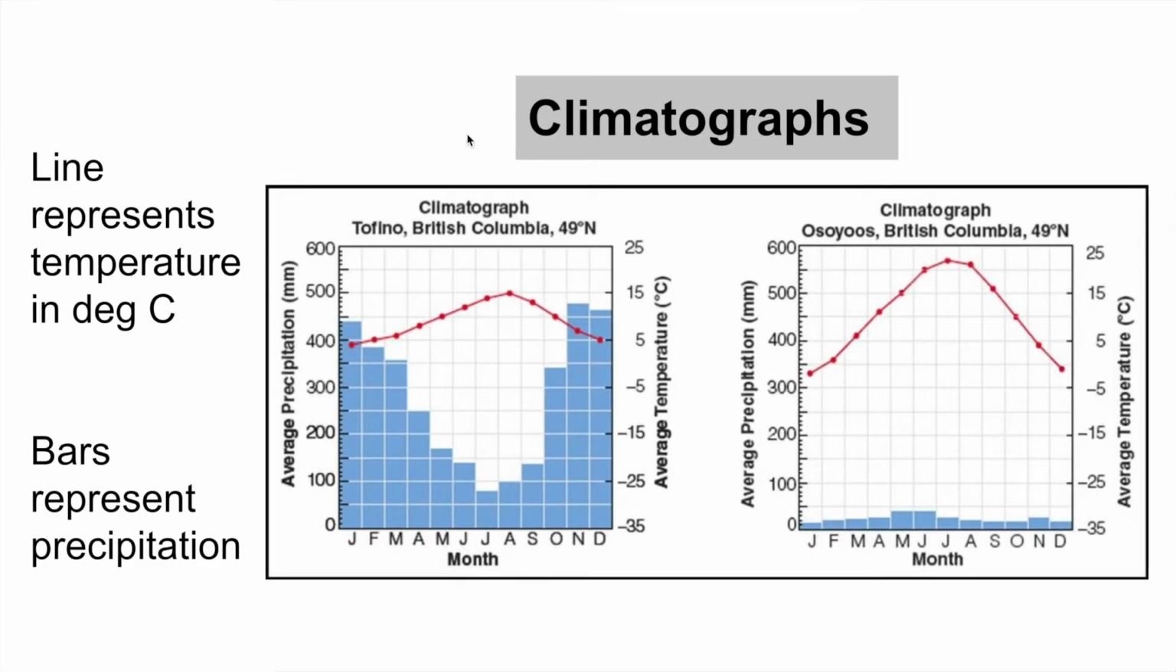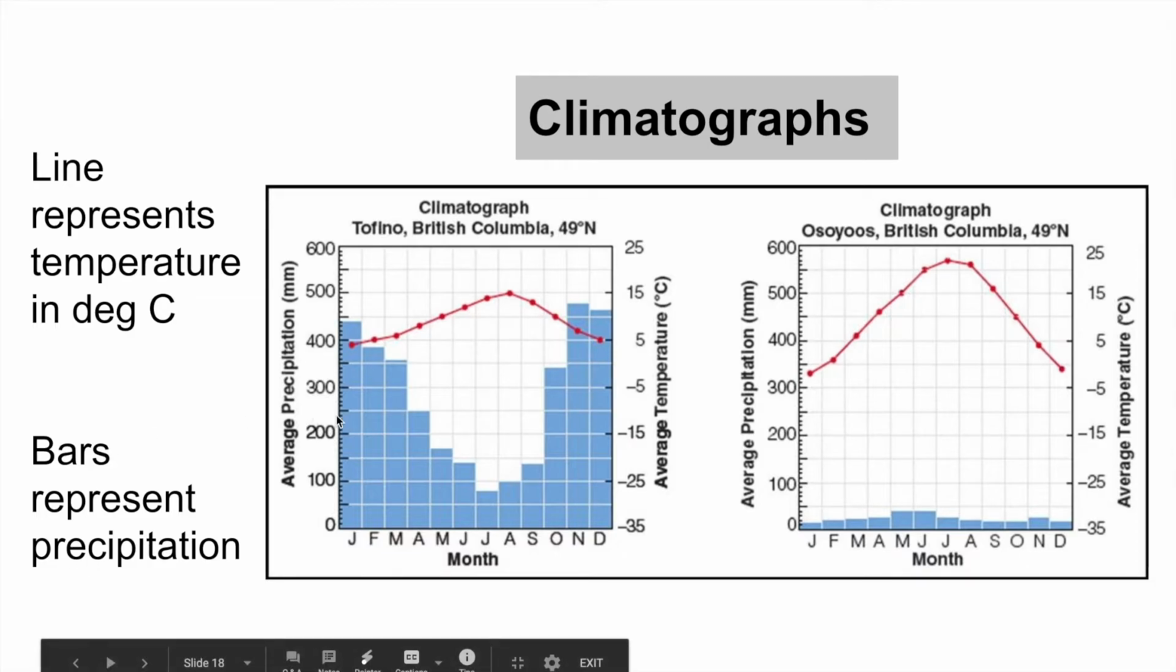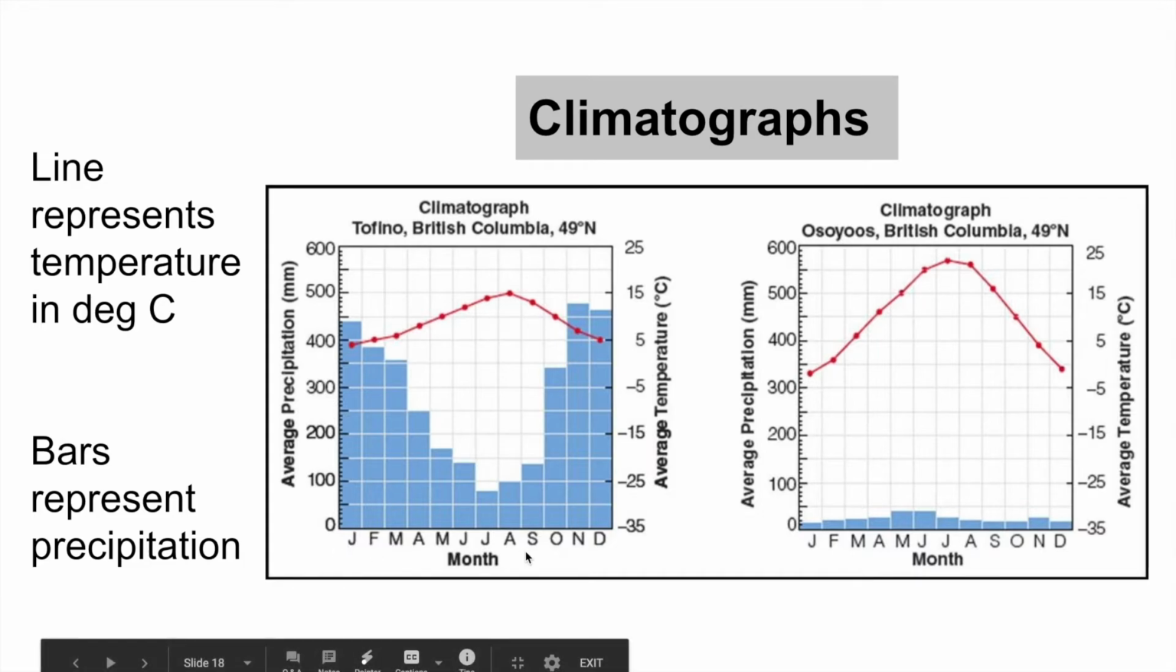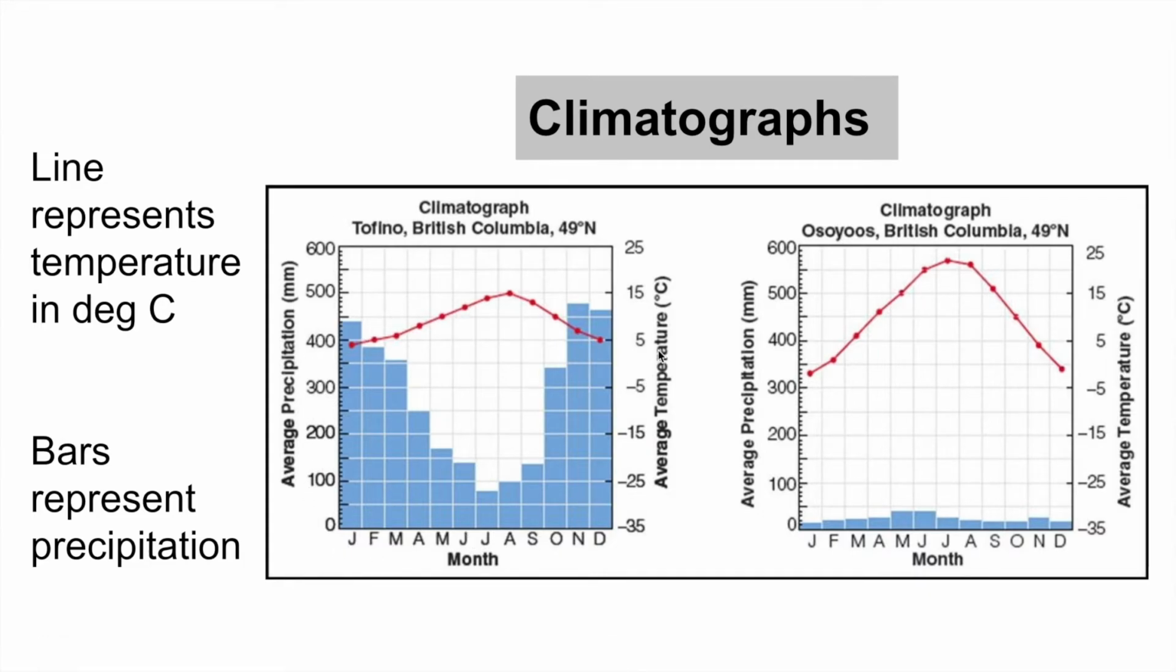Now, what we can look at here is we can look at climatographs, and this is going to represent the temperatures in degrees Celsius, and then we can also look at the precipitation for those environments. So here, this red line here, this is the temperature, and then these bars here represent the precipitation. Now, at the bottom, we have the month, and then up at the top here, we have average precipitation, and then temperatures moving along this axis here.